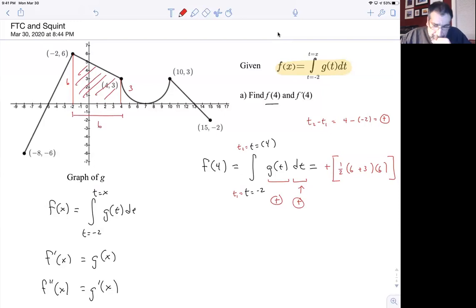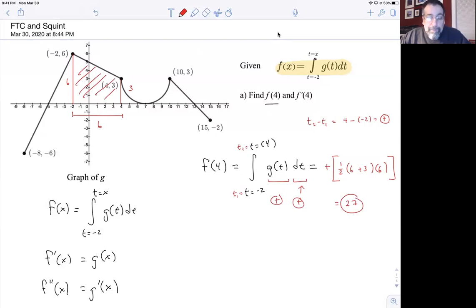So as far as the AP exam is concerned, this is an acceptable final answer. We could leave it here and be done. I'm going to go ahead and finish this though. So I'm going to do 1/2 of 6, which gets me 3, and 3 times 9 is 27. So f of 4 in this case is 27. So that's only the first part of this.